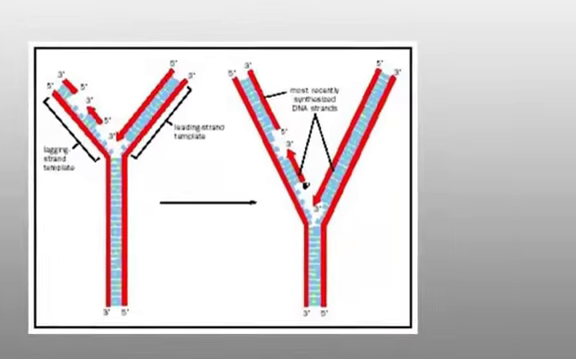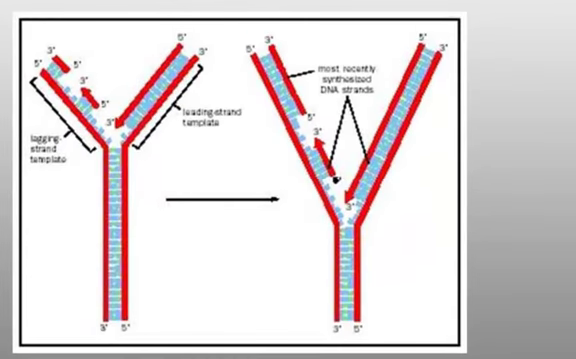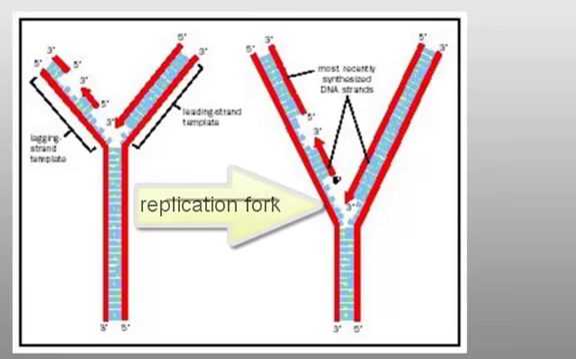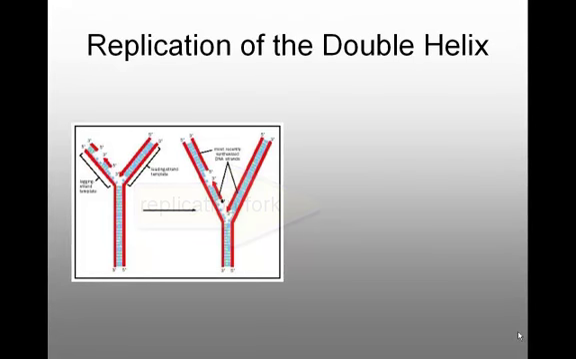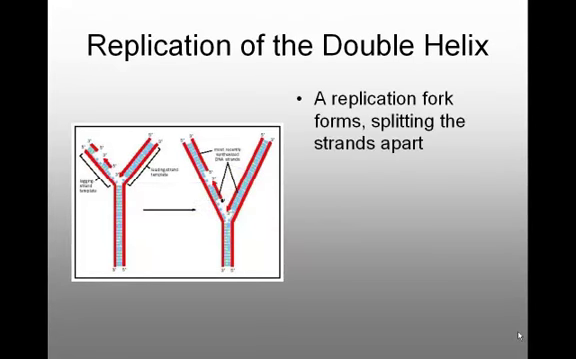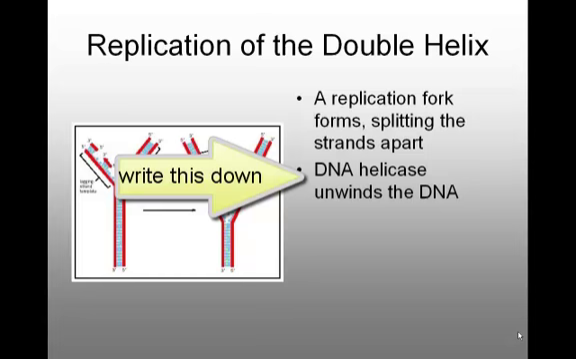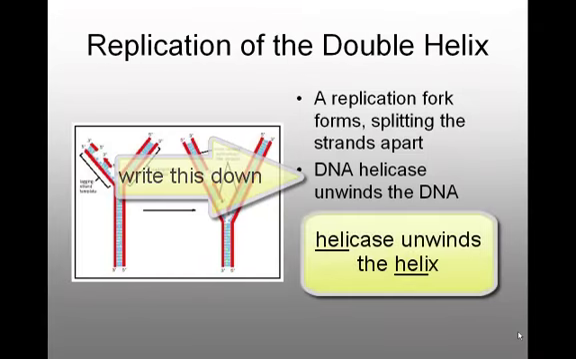Now, when DNA is replicating, the first thing you have to do is split the DNA apart. And where that splits apart is called a replication fork because it's kind of like a fork in the road. It's where it splits into two. So a replication fork forms and the strands split apart. And that's done by an enzyme called DNA helicase. If you look at it, helicase almost looks like it has the word helix in it. It unwinds the double helix.